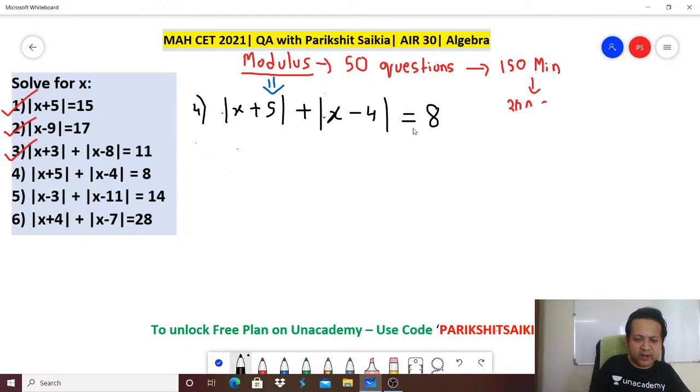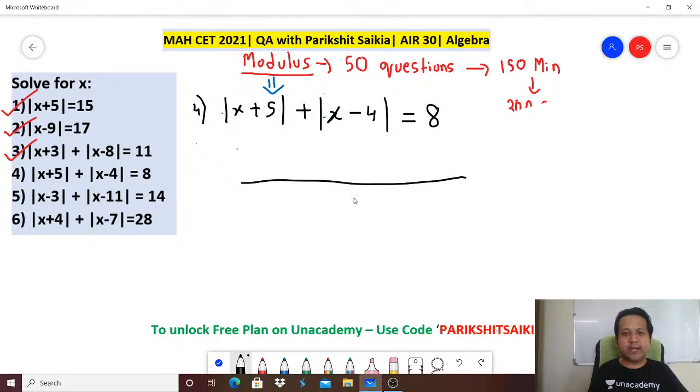Right? First, what is the first step? Plot the critical points. What are critical points? It is that point which makes the modulus 0. So can you substitute? First modulus: at what point will it become 0? If you put x is -5, it will become 0. -5 plus 5 is 0. Similarly, second modulus, what should you put? If you put x is equal to 4, it will be satisfied, right? 4 minus 4 is 0.